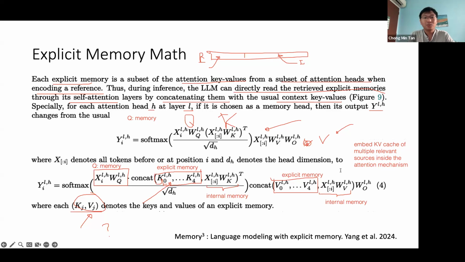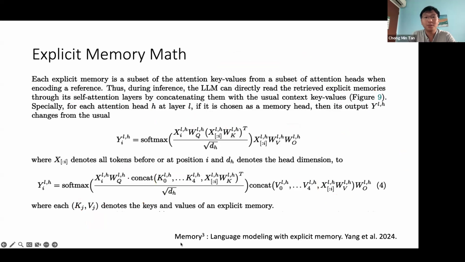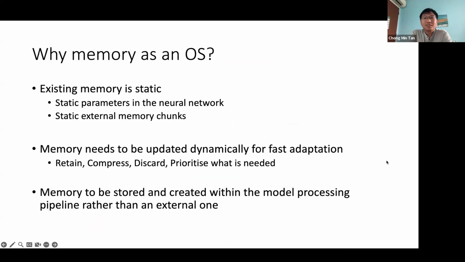All right, so this is how the math is done. And congratulations, you've been through the hardest part of the math here. The rest of the paper is harder. If you're interested, feel free to read this paper. It's like 40, 50 pages of this kind of math. So good luck. All right, so next we move on. Why memory as an OS?